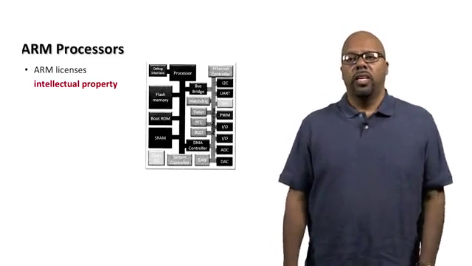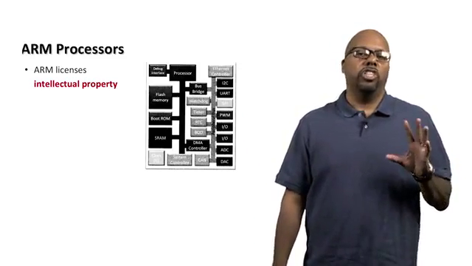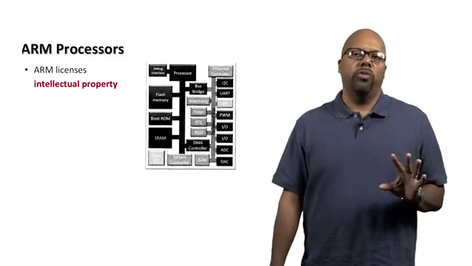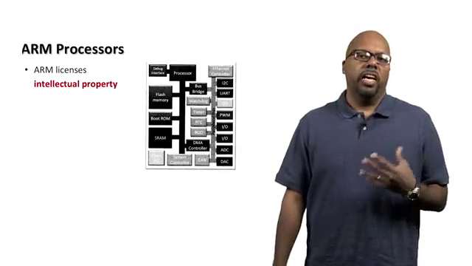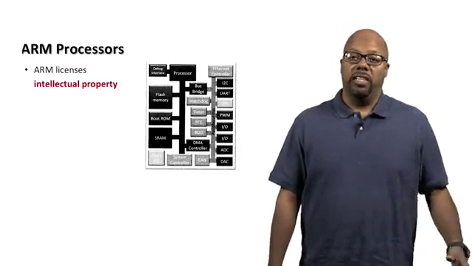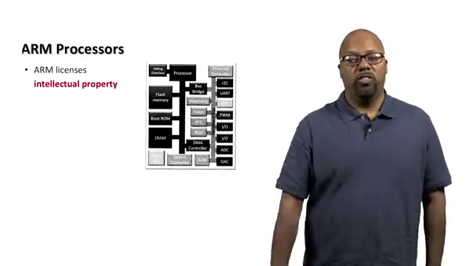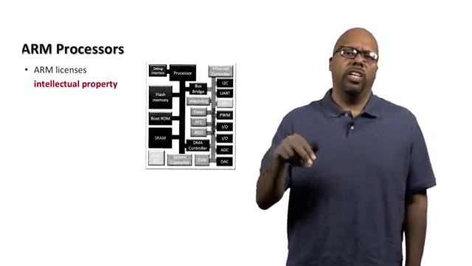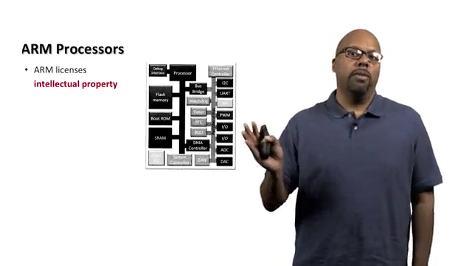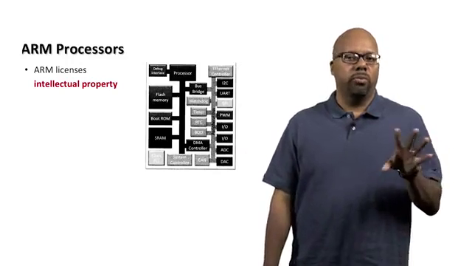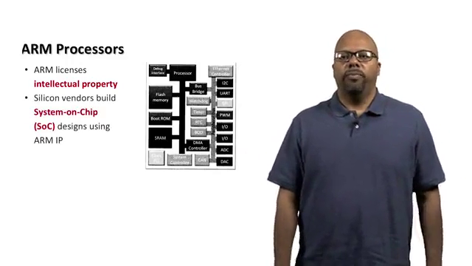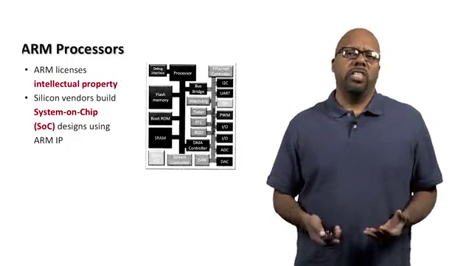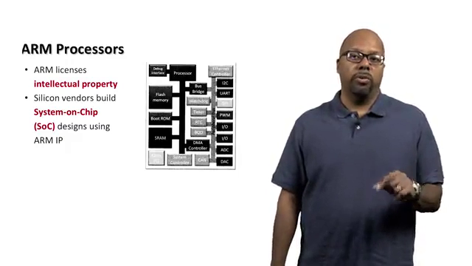ARM licenses the intellectual property, and just so you know, ARM licenses most embedded processors, most processors that you find in an IoT device of any kind, like my cell phone, for instance, like this camera in front of me. Almost all of these different devices have ARM processors, ARM cores inside. ARM just dominates that market pretty well, not completely, but pretty well. Silicon vendors like Broadcom or Freescale or whoever build this system on chip design based on the ARM IP, standing for intellectual property.